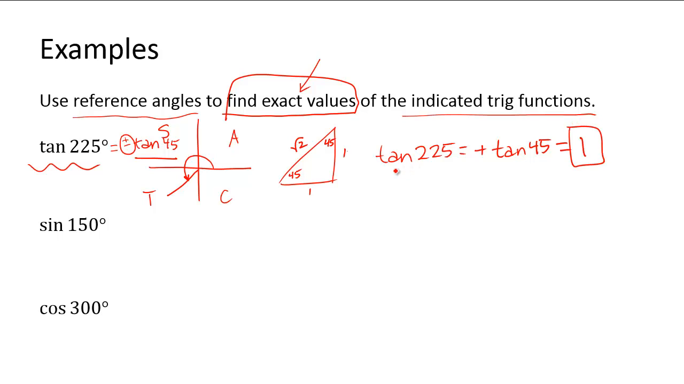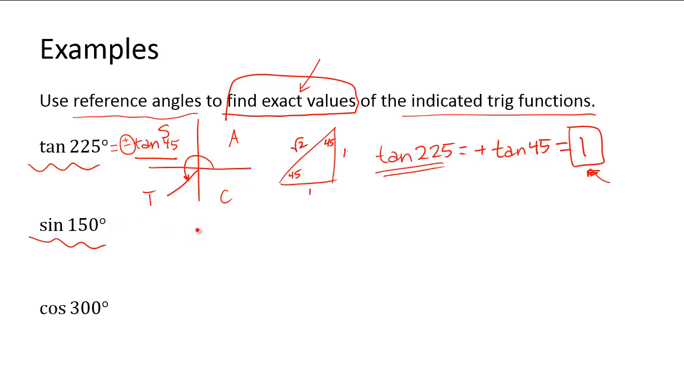In this case, I lied. The calculator would give you tan 225 equals 1. However, you want to be careful about always depending on your calculator for these, because sometimes it may be a bit off or it may not be exact.